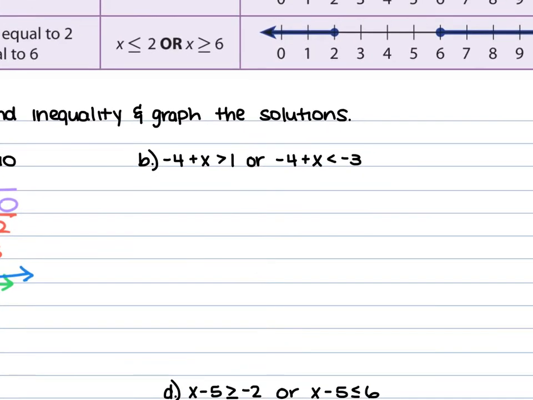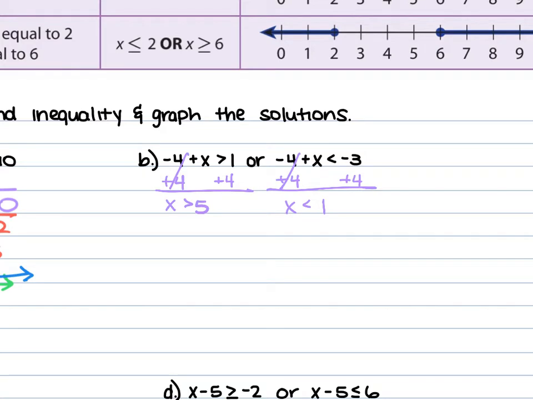For B, we have -4 plus x is greater than 1, and -4 plus x is less than -3. So we're going to start by adding the 4 to both sides on the first. We get x is greater than 5, and then we add the 4 to the other inequality to get x is less than 1.